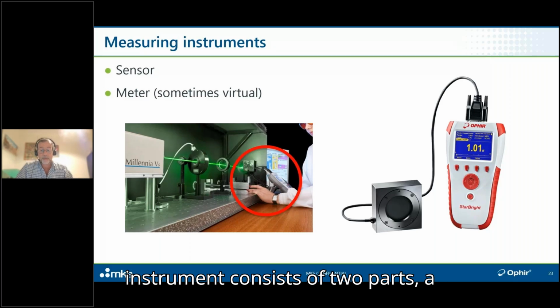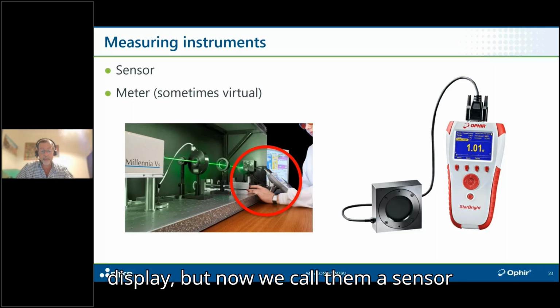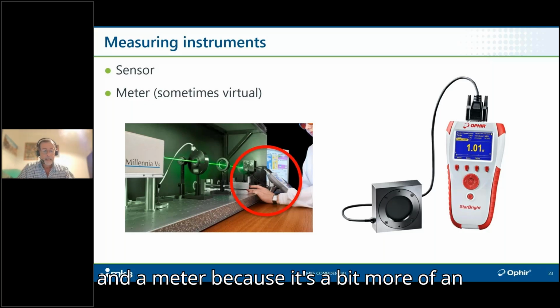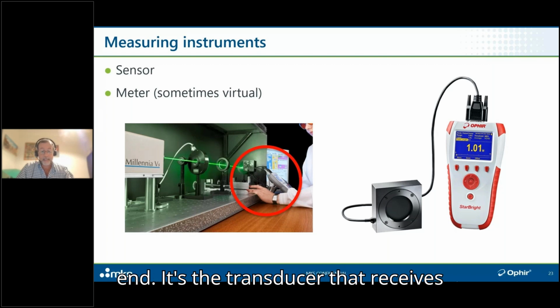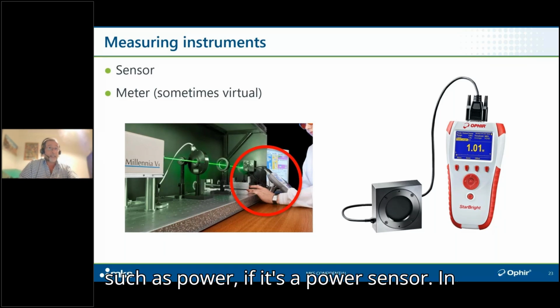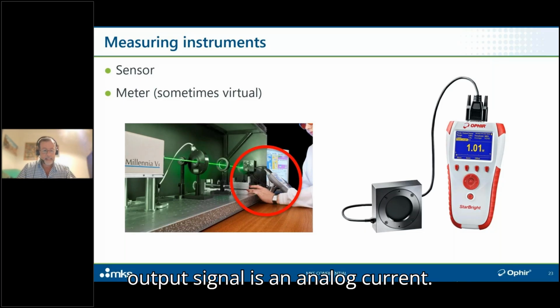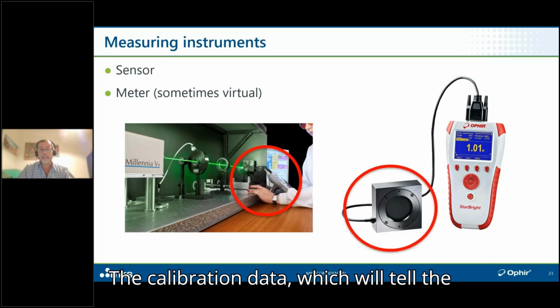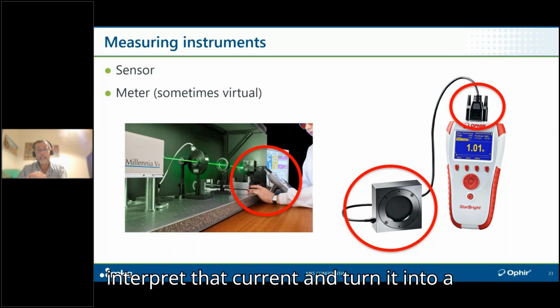It's the transducer that receives the laser beam to be measured and produces some sort of signal that represents the parameter of interest, such as power, if it's a power sensor. In Ophir sensors, for example, the raw output signal is an analog current. The calibration data, which will tell the rest of the measurement instrument how to interpret that current and turn it into a reading of power, the constant of proportion between the current and the power, which will depend on the wavelength and on all sorts of other things, is stored in an EEPROM in the connector at the end of the cable coming out of the sensor, and the meter is going to read that.